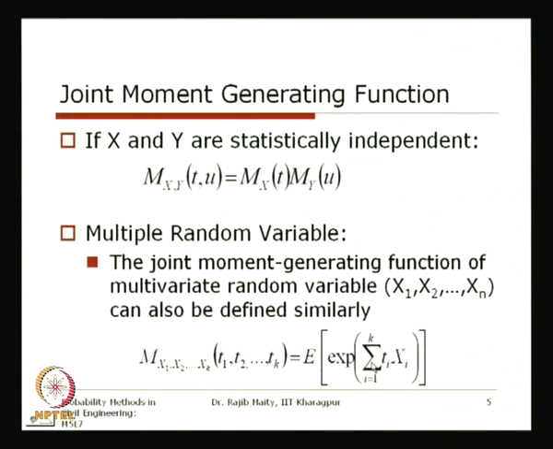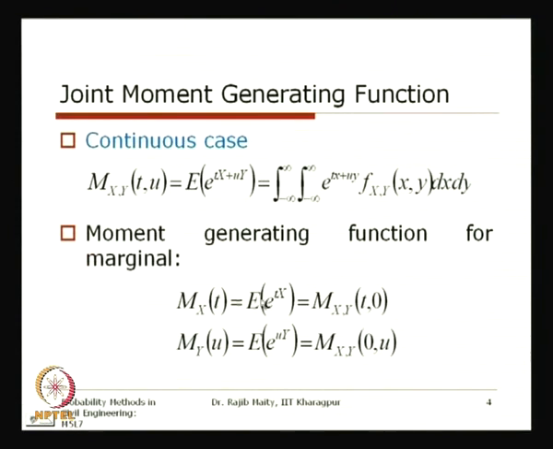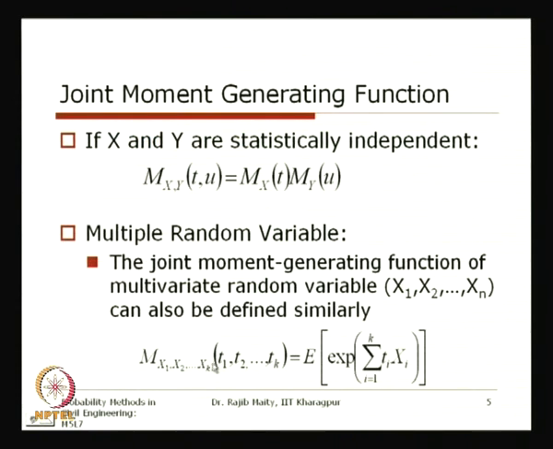So, for the single random variable, this is the exponential of tx. For the two random variables, we just add to the exponent, tx plus uy. If there is another random variable, we add it with some other attribute. Similarly, for k random variables, you have to take the exponential of the sum of ti xi, where i varies from 1 to k.